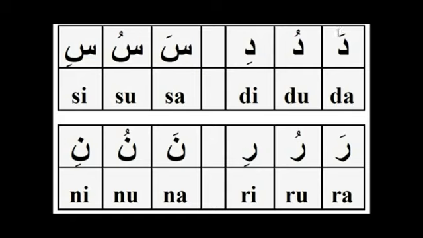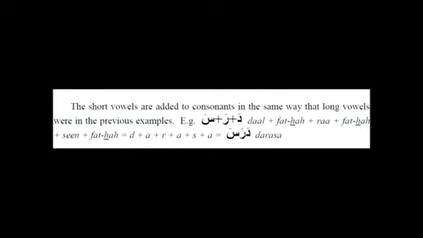Here's the fatha making the sound a. That line right there, that's the short vowel. That small waw makes the sound u, and that line below the letter would make the sound i. Short vowel i is that line below the letter, which is called a kasra. So the concept is very simple. The short vowels are added to the consonants in the same way that long vowels were in the previous examples.